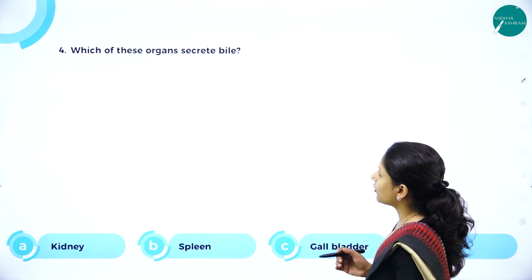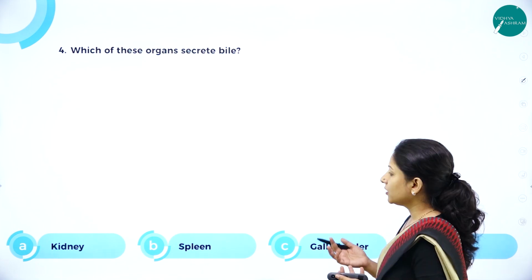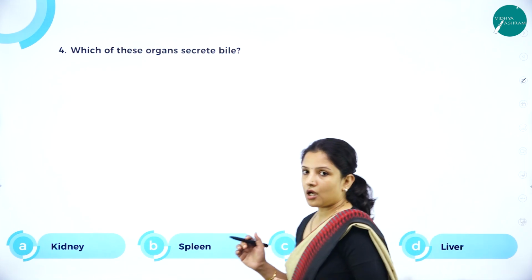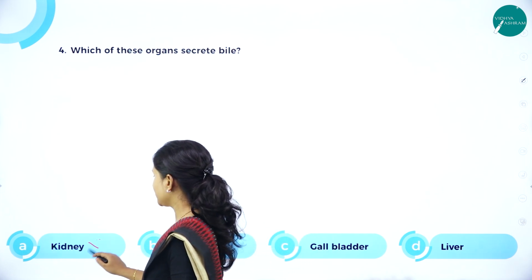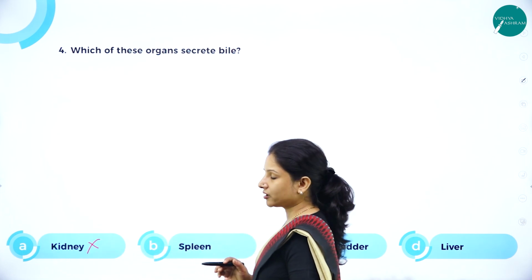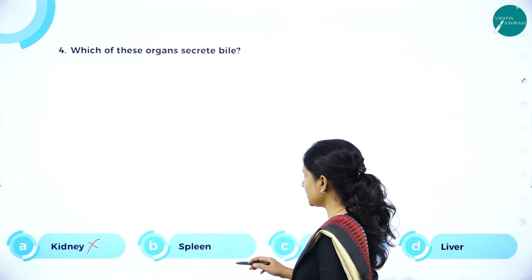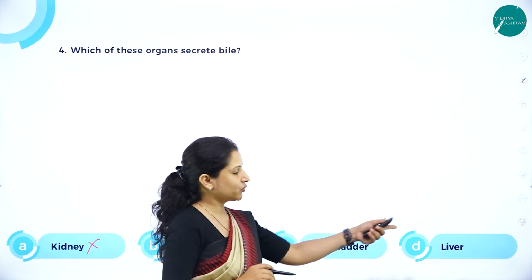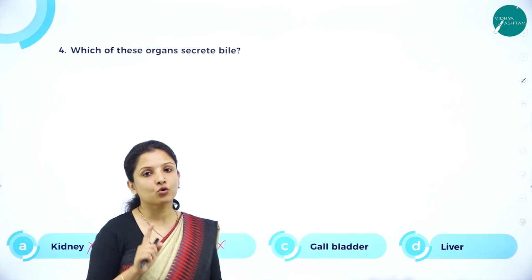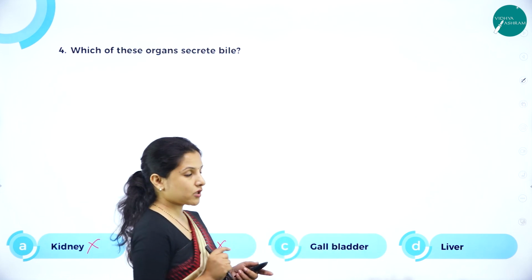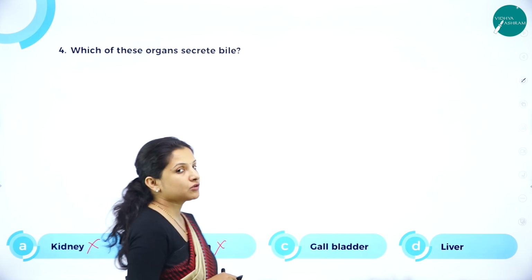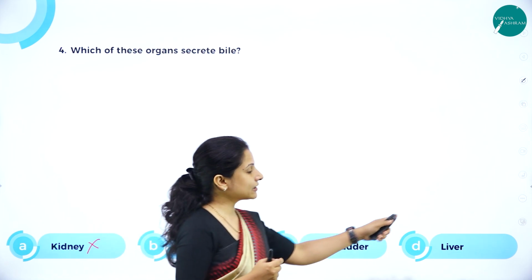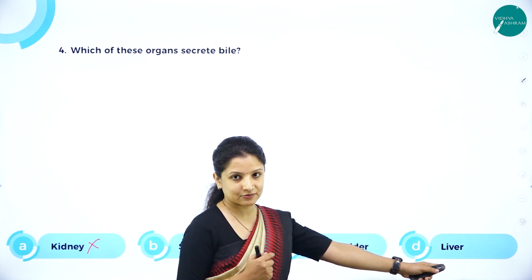Next, which of these organs secrete bile? Kidney, spleen, gallbladder, liver. Kidney and spleen are not right because the kidney is the excretory organ in the frog and has nothing to do with digestion, and the spleen is also not the right answer. We have the option between gallbladder and liver. Here don't get confused. What is the question I have asked? Which of these organs secrete bile or produce bile? It is the liver that produces or secretes bile.